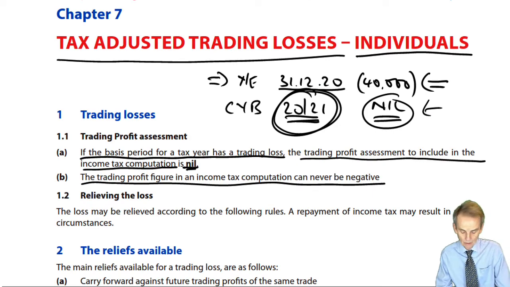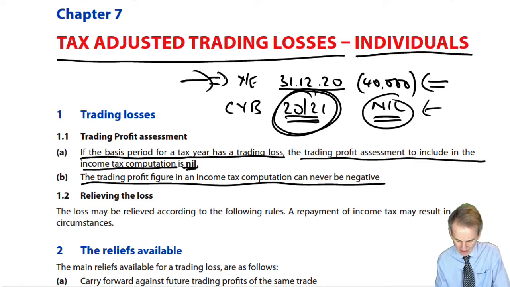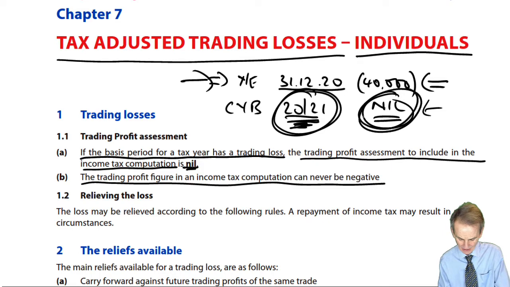Okay, so back to our notes in Chapter 7. Whereas we'd scribbled in here on this opening page, we saw that if we made a tax-adjusted trading loss of £40,000 for the year ended December 20, that accounting period using CYB was assessable in the 2021 tax year. We would have a nil assessment for that tax year, so your current tax year here, 2021, the one in which the loss has arisen.